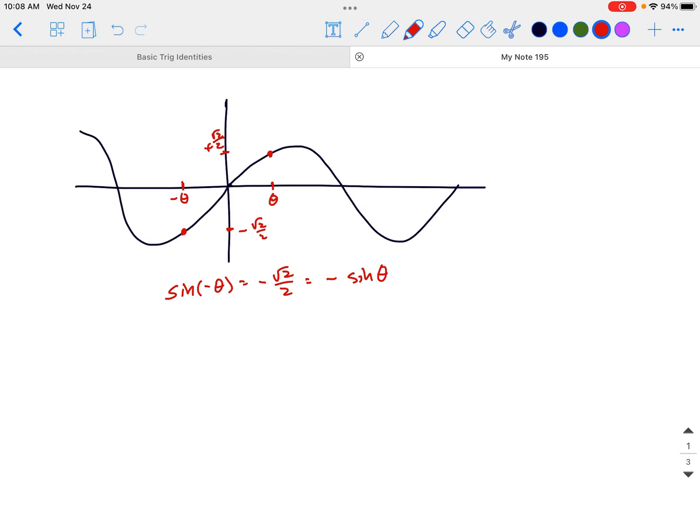So again, we can verify those symmetries really easily, and having this is going to be really nice, because if we're given a negative theta expression, we can rewrite it in terms of positive theta. So again, just another tool that we'll be able to use to manipulate expressions.